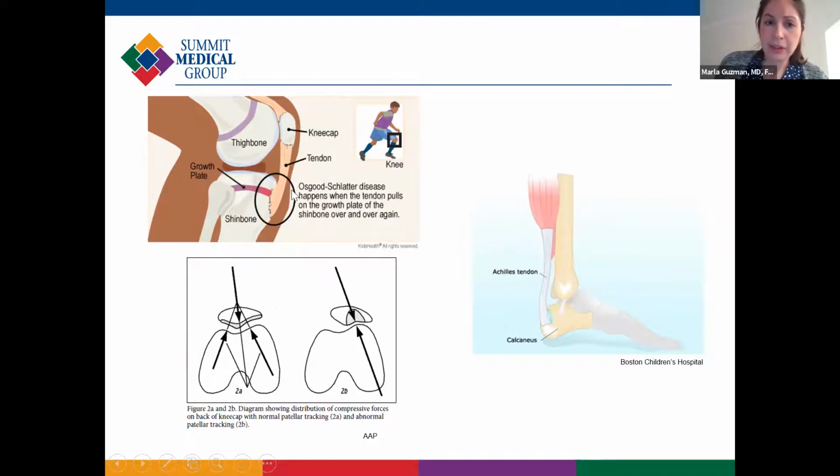And what will happen is the child will complain of pain and maybe even a bump. Sometimes it could be a quite prominent bump at the front of their knee, kind of just at the top of the tibia, the area called the tibial tuberosity. And it can be quite painful.